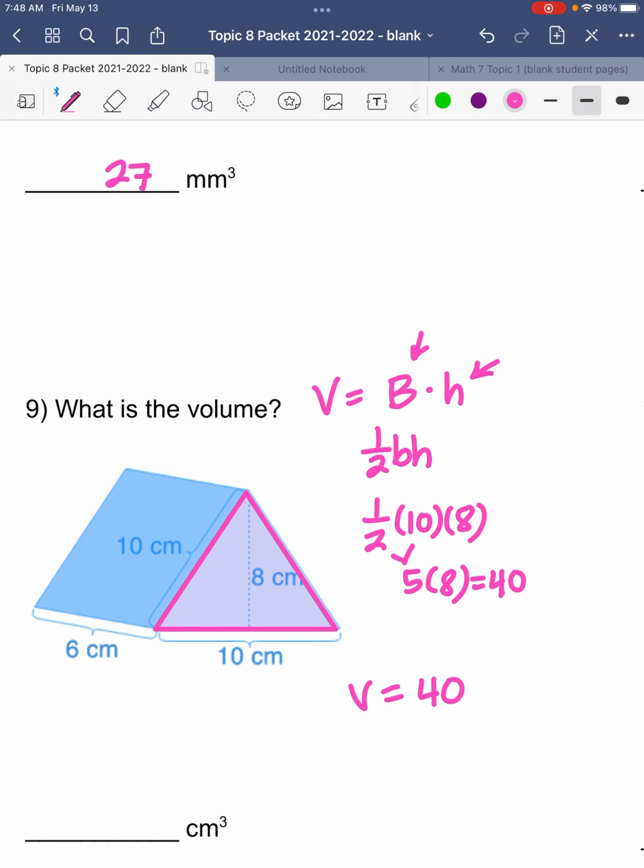Now, my height. How far apart are those bases? Well, there's another triangle back here, right? And it matches the one in the front, and it is 6 centimeters away. So I'm going to multiply 40 times 6. And I know that 4 times 6 is 24, so I'm going to add a 0 to that. So the volume is 240 centimeters cubed.